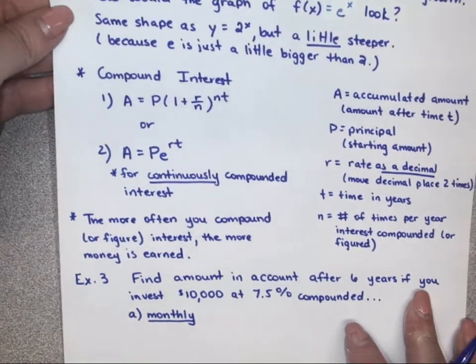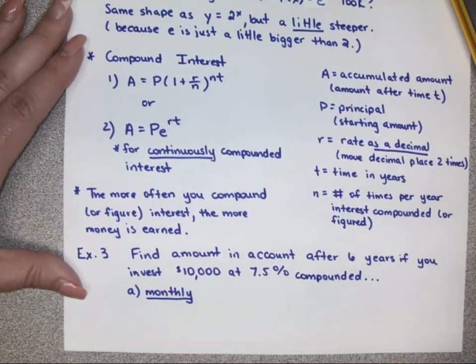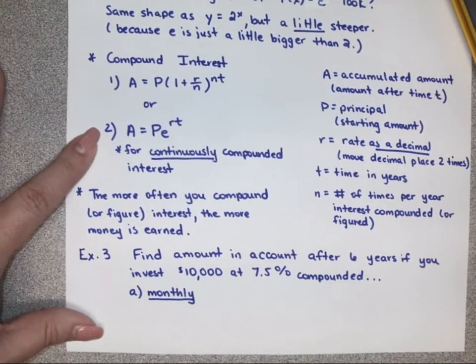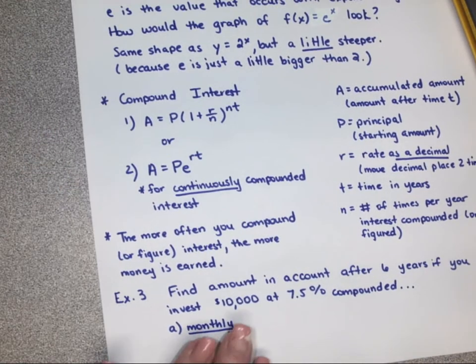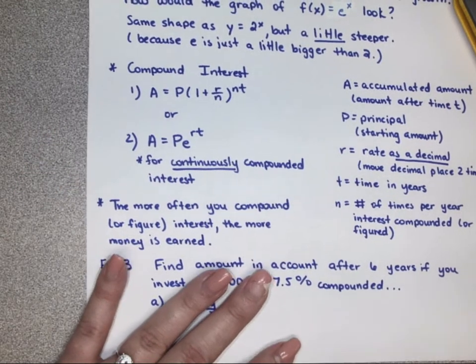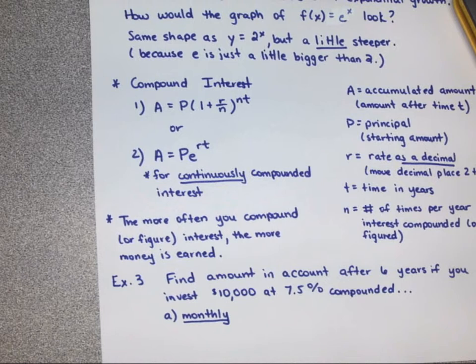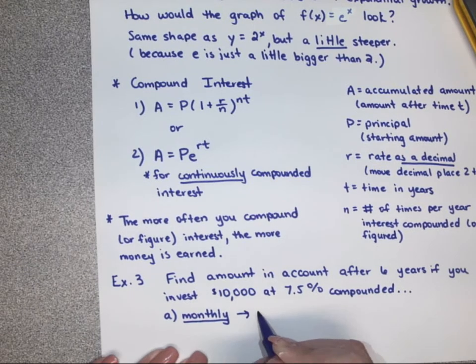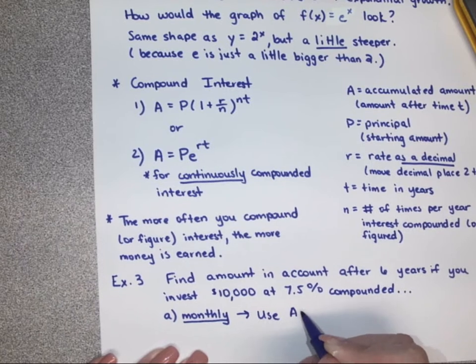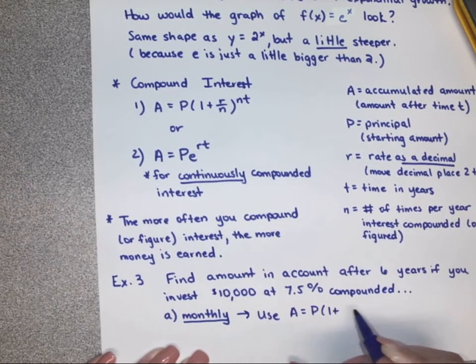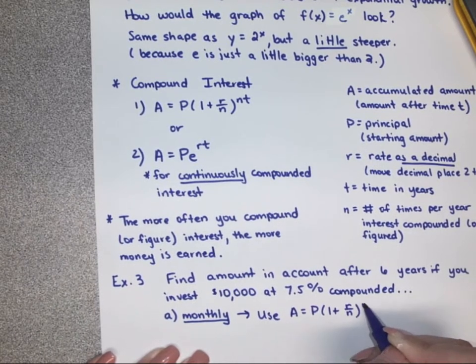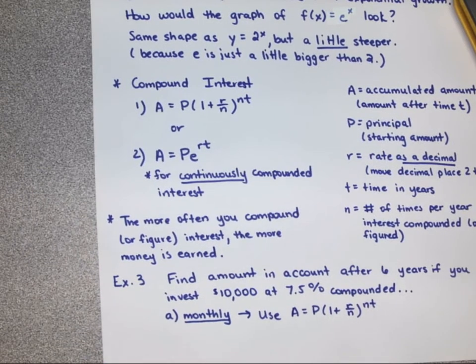All right, so we have two compound interest formulas. We have the first one, and then we have what I call the PERT formula, okay? But we only use the PERT formula for what kind of compounding? I underline the word even. Continuously. So if it doesn't say the word continuously, we're not using PERT, we're using the first one instead. So we are going to use this formula, and then we're just going to figure out what goes where. So it's P times 1 plus R over N to the NT power.